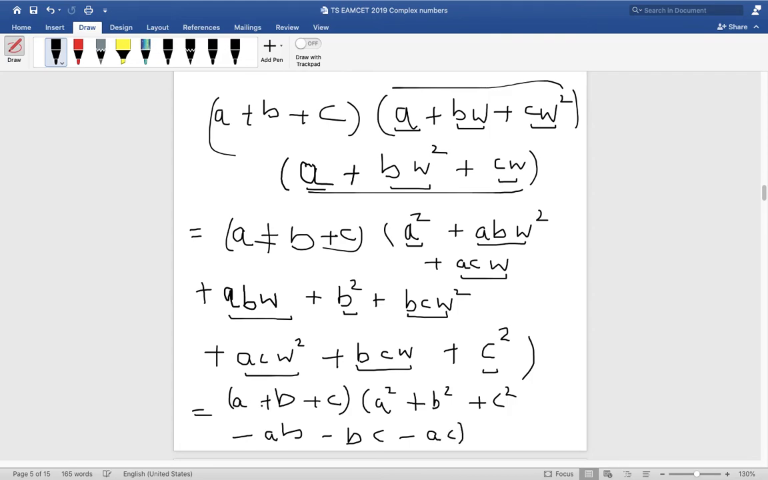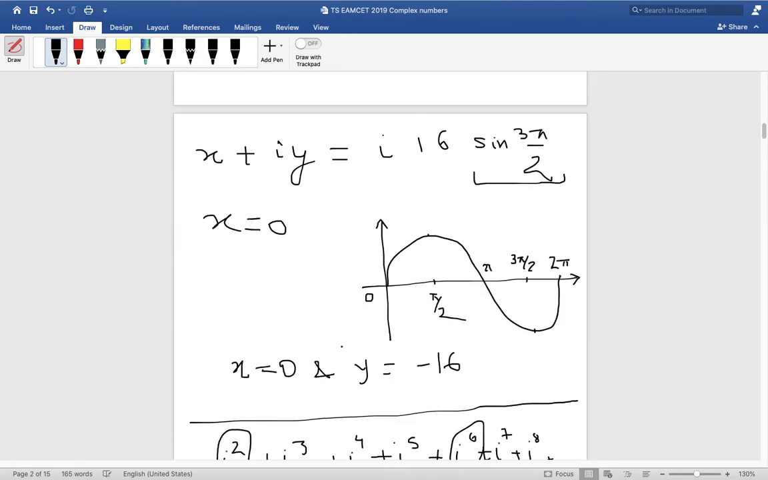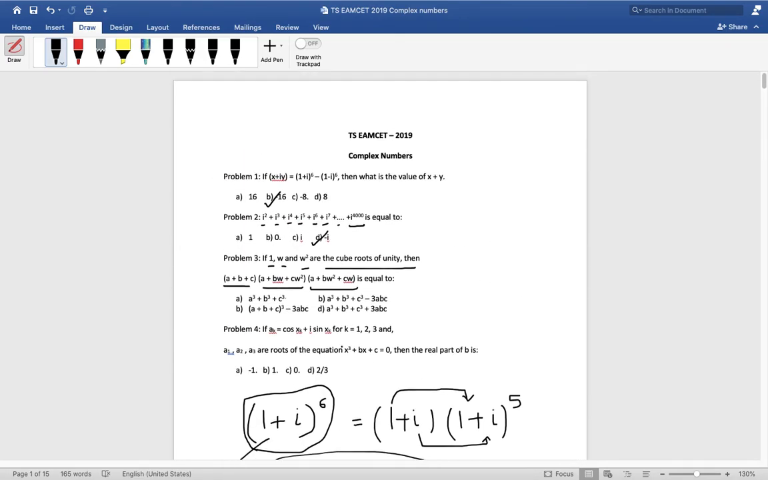And we know that the expansion of this term is a cube plus b cube plus c cube minus 3abc. This is from class 11th. So this is the answer.